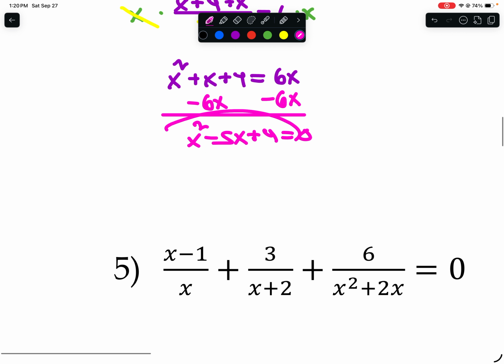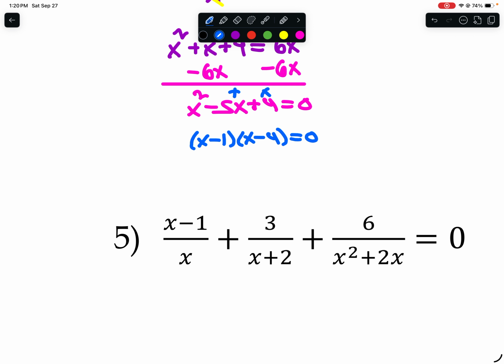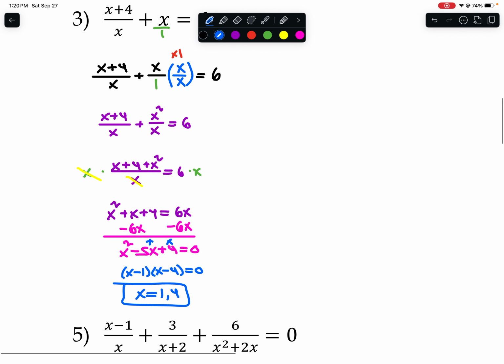And then when you get here, now that you have a trinomial, I'm going to factor. So I want factors of positive 4 that are going to add to negative 5. So that's going to give me x minus 1 and x minus 4, which is going to equal 0. So then when I set each of these individual factors equal to 0, we're going to get 1 and 4. So those would be my solutions for this one. But of course, once again, I need to go back and check for discontinuities and then check for extraneous solutions.